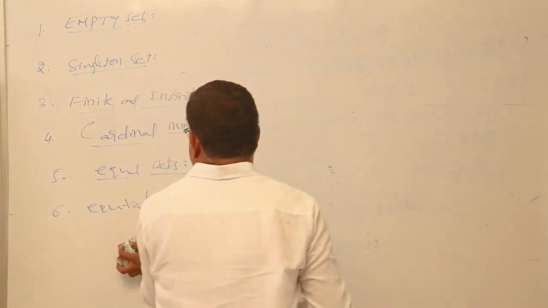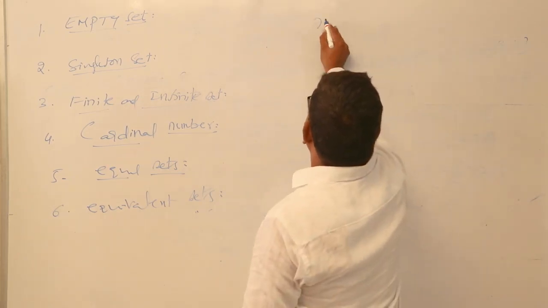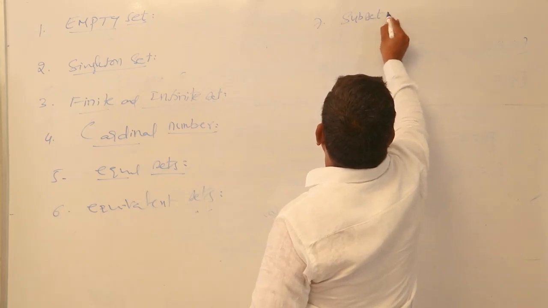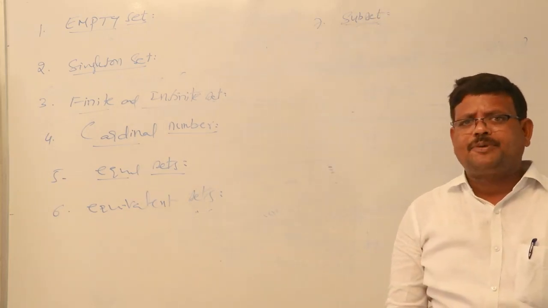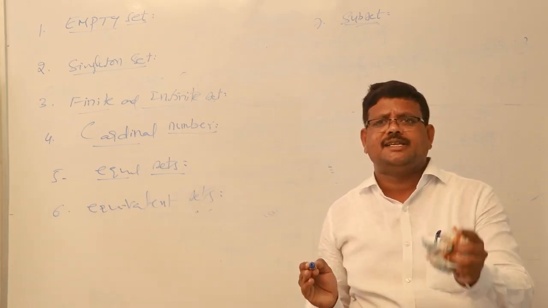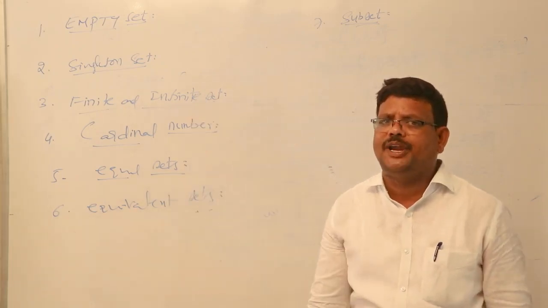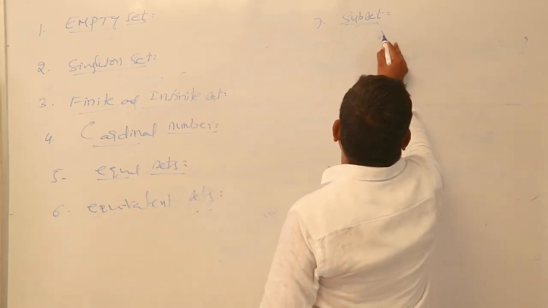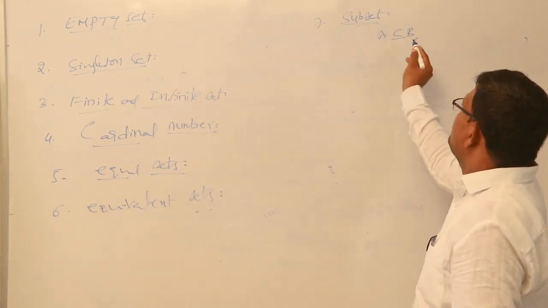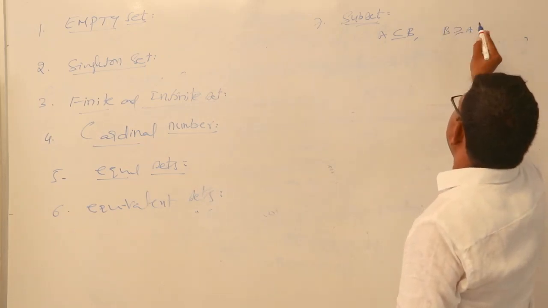Next, after equivalent sets, the next one is subset. Here, if A and B are two sets, and each element in set A is a member of B, then A is called a subset of B, and we write it A ⊆ B, and B is called the superset of A, and we write B ⊇ A.